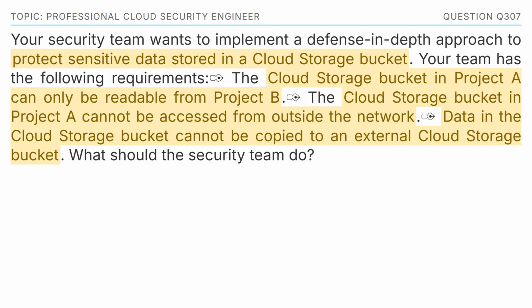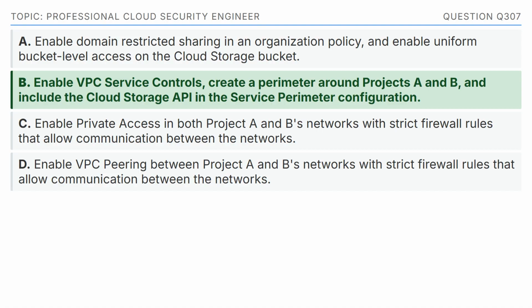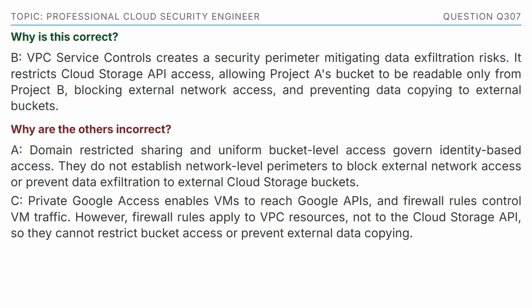To arrive at the correct answer, we focus on the keywords: protect sensitive data stored in a cloud storage bucket. Cloud storage bucket in Project A can only be readable from Project B. Cloud storage bucket in Project A cannot be accessed from outside the network. Data in the cloud storage bucket cannot be copied to an external cloud storage bucket. The correct answer is option B, enable VPC Service Controls, create a perimeter around projects A and B, and include the Cloud Storage API in the service perimeter configuration. Why is this correct?